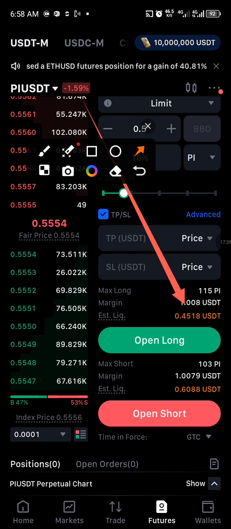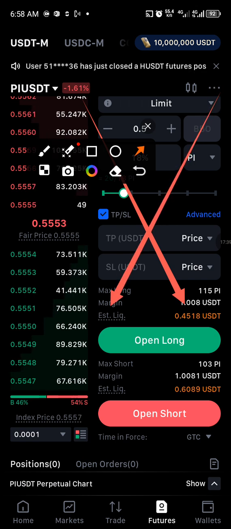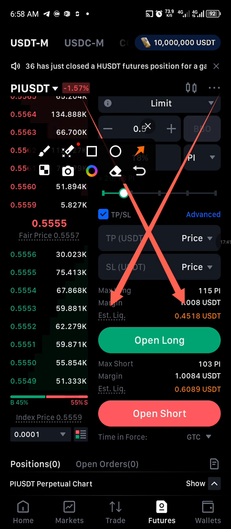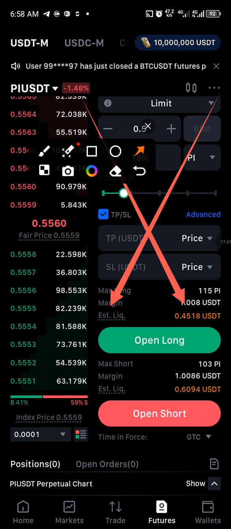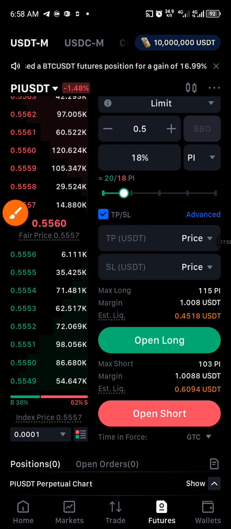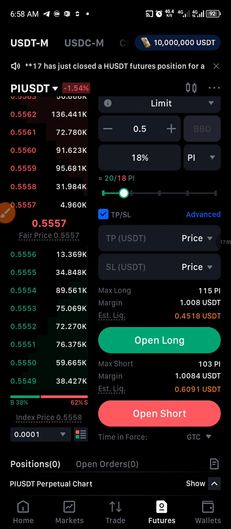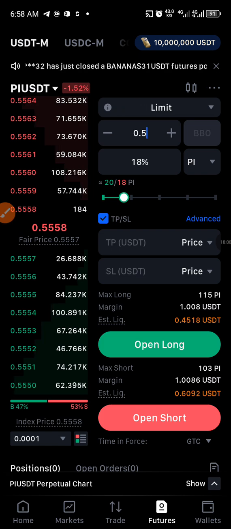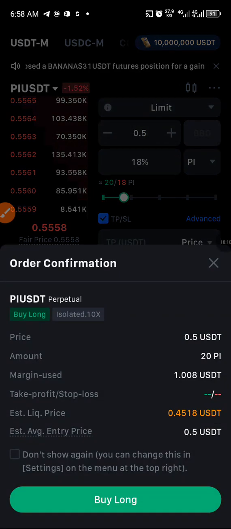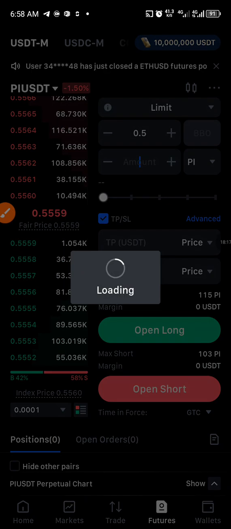If you check, it's showing margin. Margin means the capital that you are trading with, that you want to use to enter the trade. Of course, it's not advisable to use all the balance you have to enter a particular trade. So once your margin is showing 1 USDT, if I'm forecasting that this coin is going to rise, the price will go up, then I will click on open long. Then it will bring it up like this. Then you click on buy long.